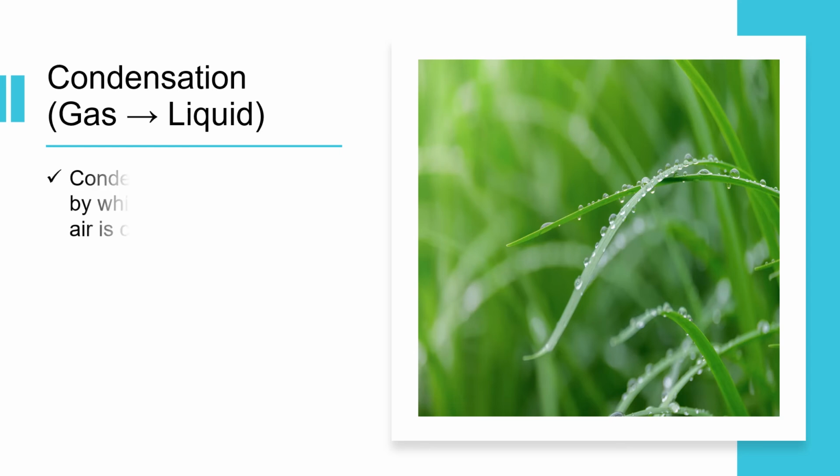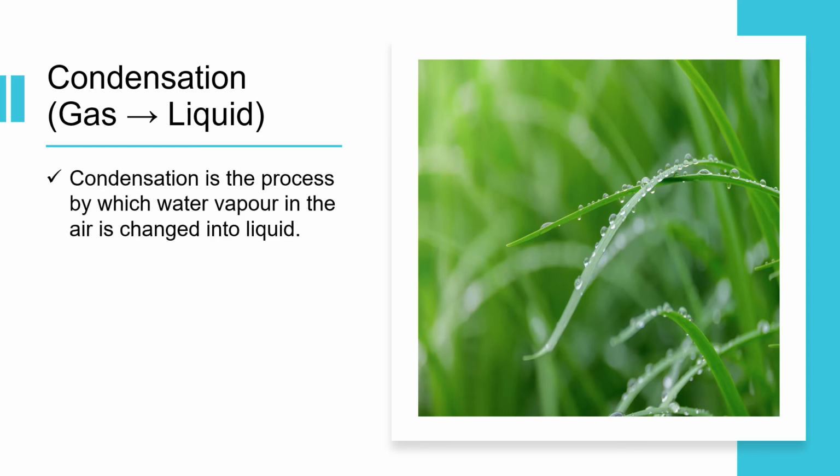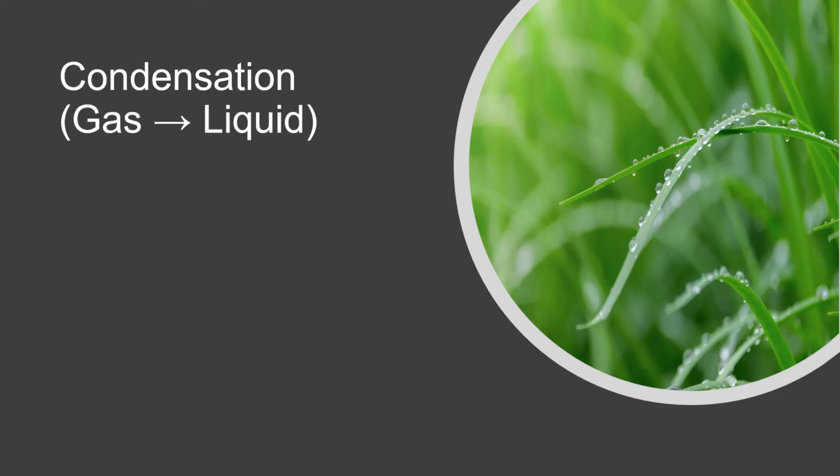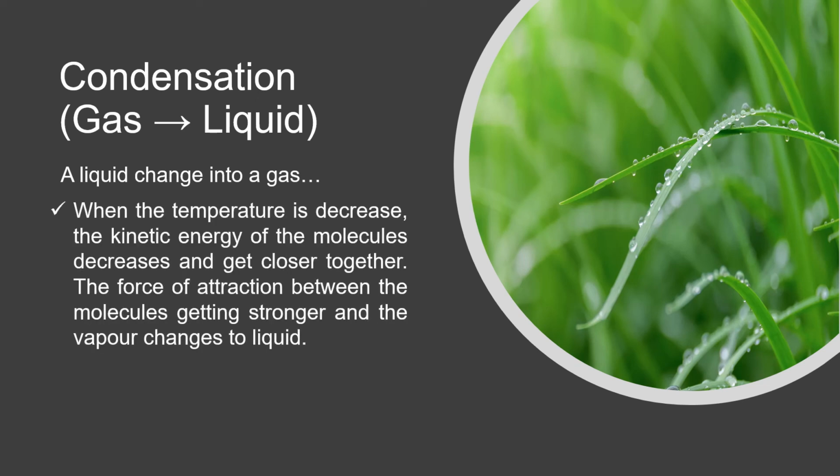Condensation is the process by which water vapor in the air is changed into liquid. For example, the condensation of water vapor into dew drops. A gas changes into a liquid when the temperature is decreased. The kinetic energy of the molecules decreases and they get closer together. The force of attraction between the molecules gets stronger and the vapor changes to liquid.